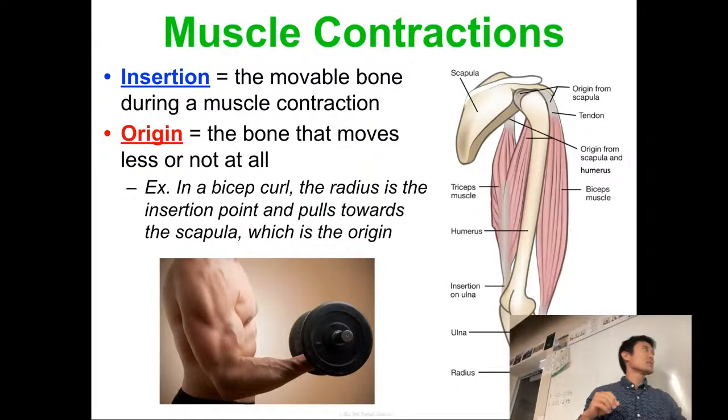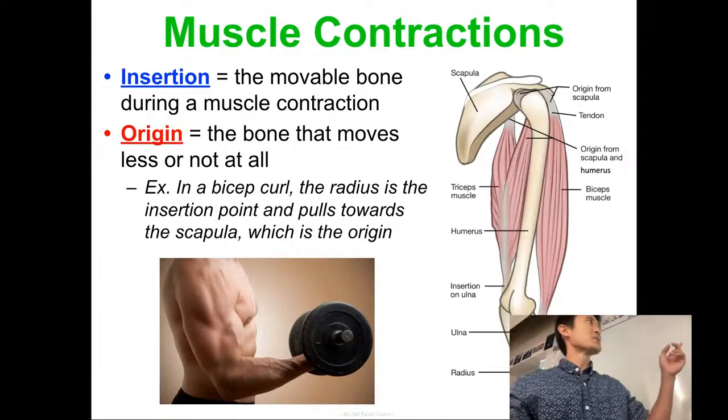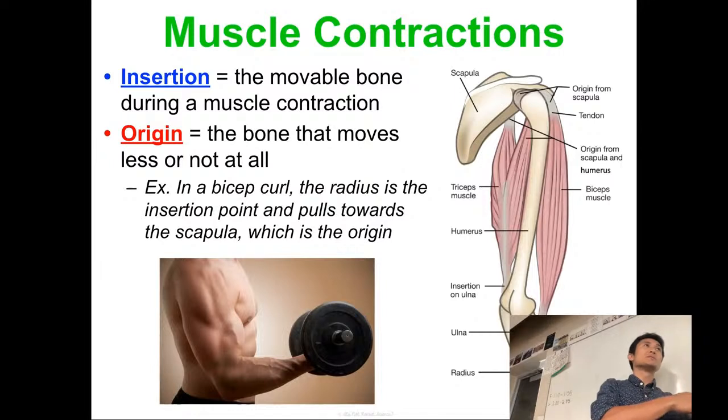Okay, but the origin is like where the muscle originates. So that part of the muscle, that part of the bone doesn't move. That bone doesn't move. The insertion is the other end of the muscle that actually does move. The bone that actually does move.